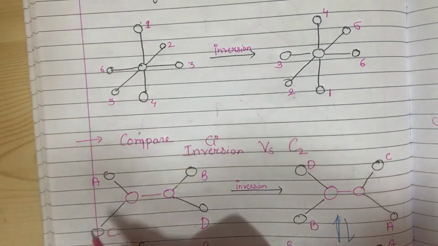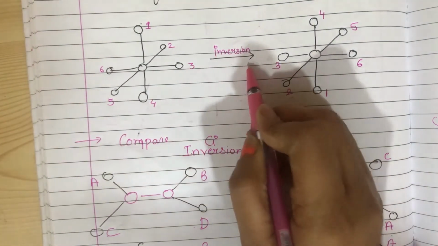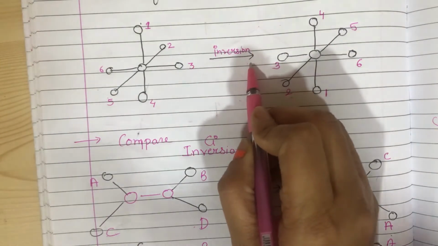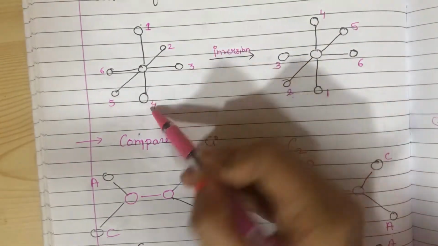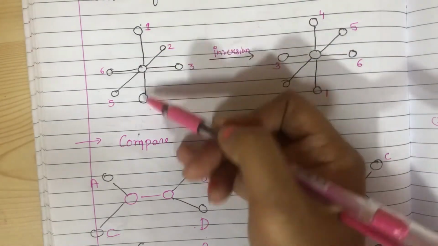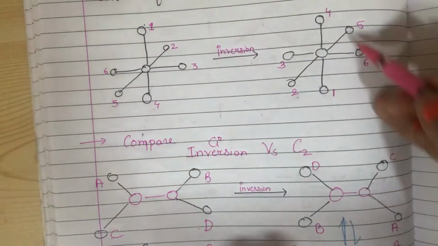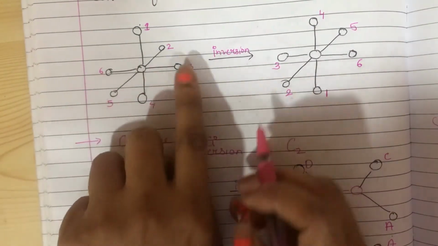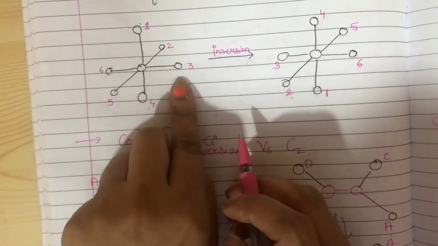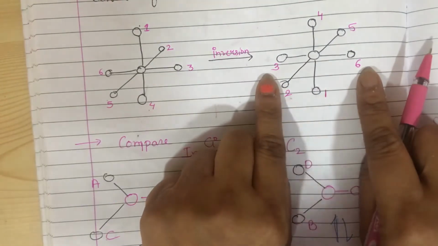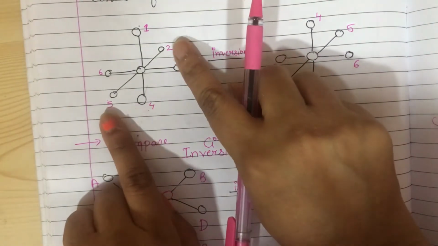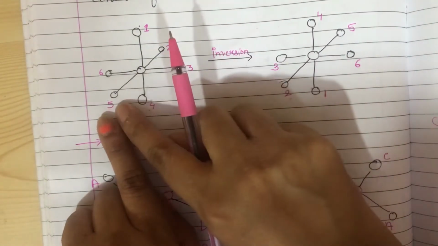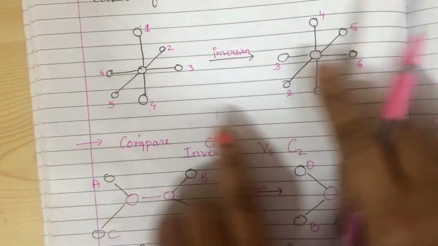If I am giving an inversion operation, the 1 will be inverted to the 4th position and the 4 atom will be inverted to the 1 position, as you can see in this. Similarly to 3 and 6 also, the 3 will be inverted to this position, 6 will be inverted to the 3 position. Here you can see that. And same with 2 and 5. So 2 will be inverted to this position, 5 will be inverted to this position, as you can see in this.